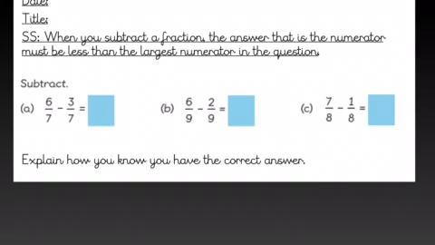The STEM sentence states, when you subtract a fraction, the answer, that is the numerator, must be less than the largest numerator in the question. For example, in A, the largest numerator is 6. There's a 6 and a 3. The largest number is 6. So the numerator for your answer cannot be larger than 6.